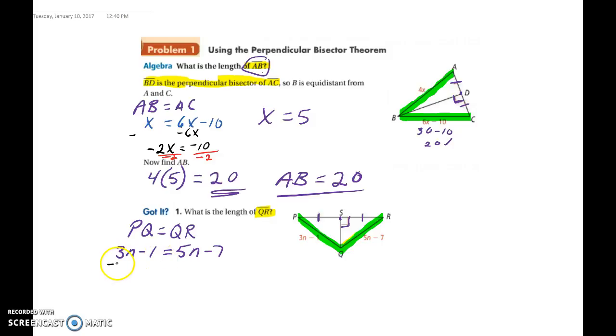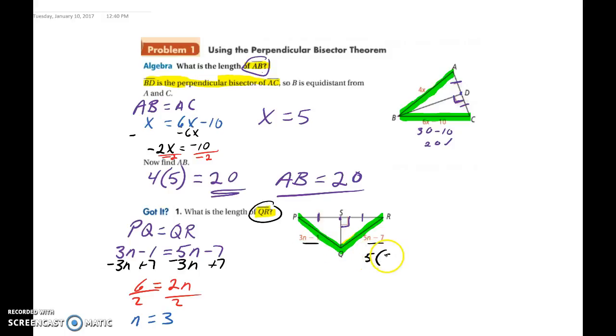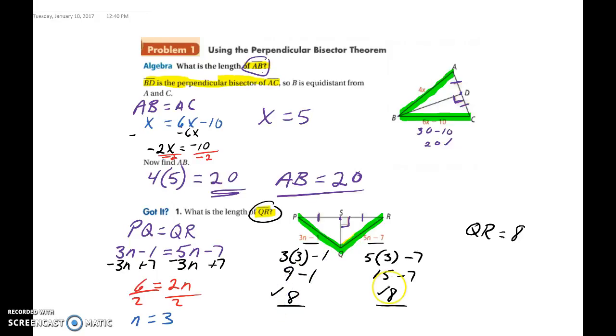We will subtract over 3n. We will add over 7. So then we get 6 is equal to 2n, divide each side by 2, and we get that n is equal to 3. Once again, they didn't ask for what n is equal to. We want to know what QR is, so we plug it in. We can plug it into either one of these. It really doesn't matter. We'll plug it into both just to ensure that we got the right answer. 5 times 3 minus 7, 15 minus 7, is 8. So QR is equal to 8. And then 3 times 3 minus 1, 9 minus 1, is 8. So we know that we got the right answer because both of them are congruent. All right, and that is it for this video.